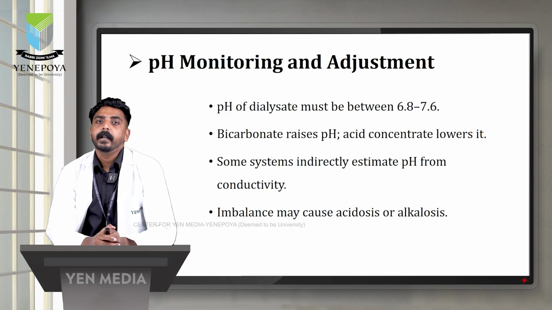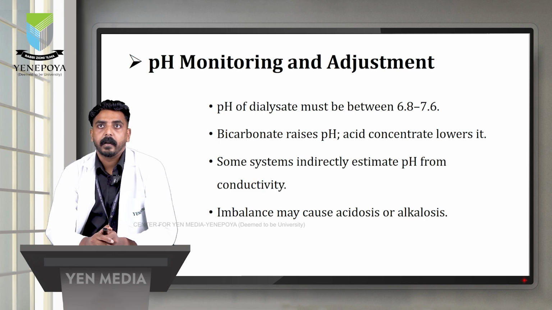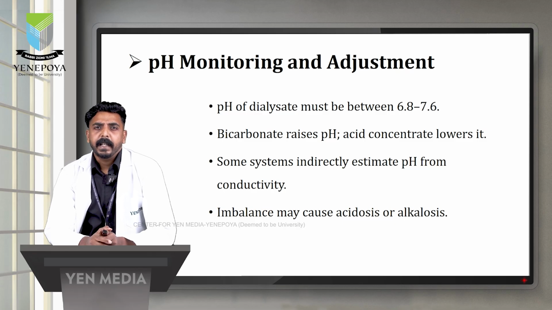pH monitoring and adjustment. The pH of dialysate must be between 6.8 and 7.6. Normally, bicarbonate raises the pH and acid concentrate lowers it. Some systems indirectly estimate pH from conductivity. Any imbalance in the pH may cause acidosis or alkalosis.